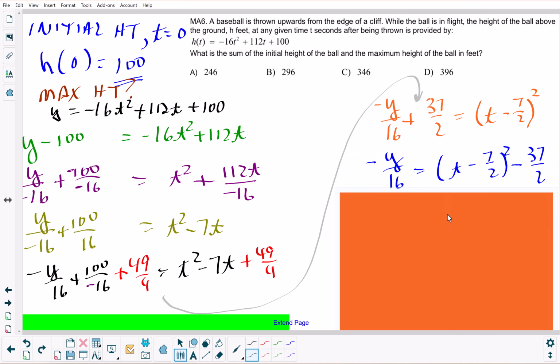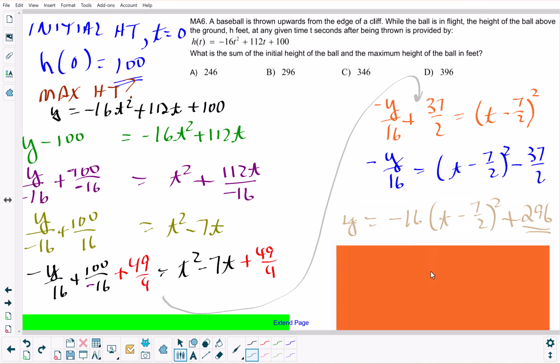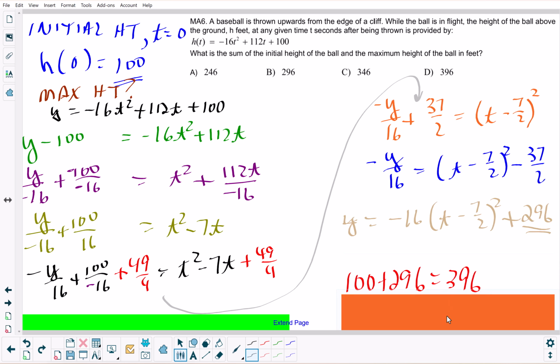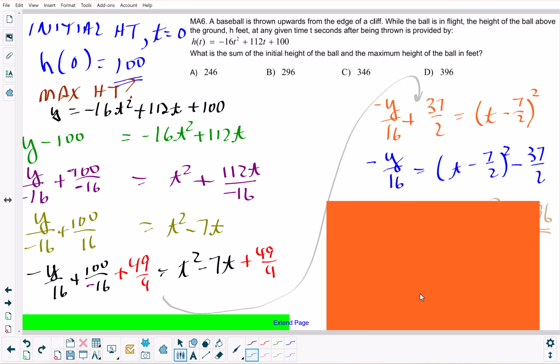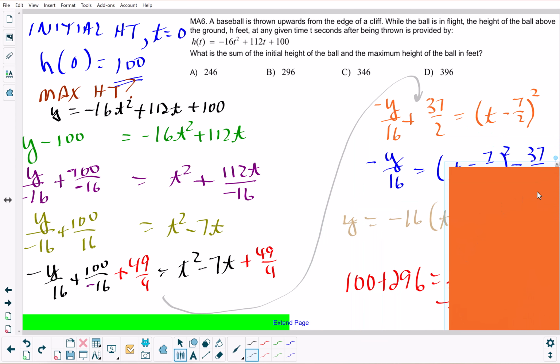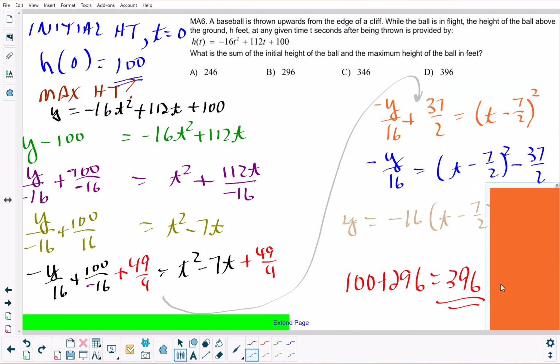Subtract 37 halves from both sides, and multiply every term by negative 16. And you can see that at 7 halves, comma 296, we do have a maximum. And so our answer again is D. Graphing calculator way is definitely a better way.